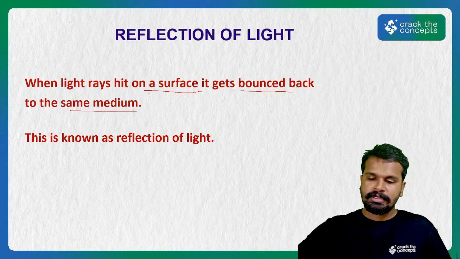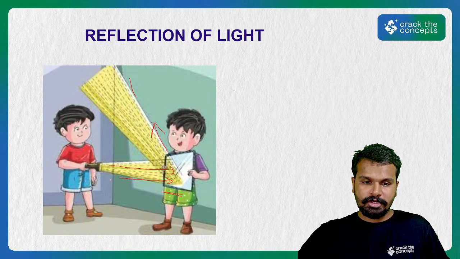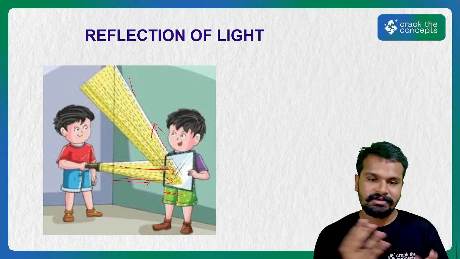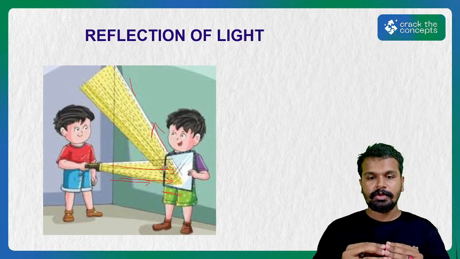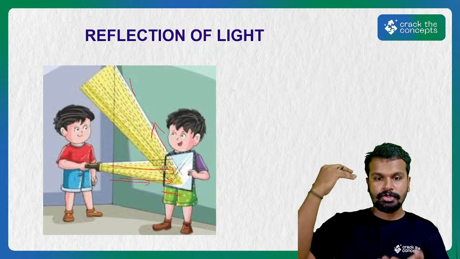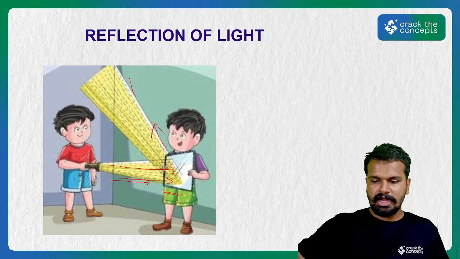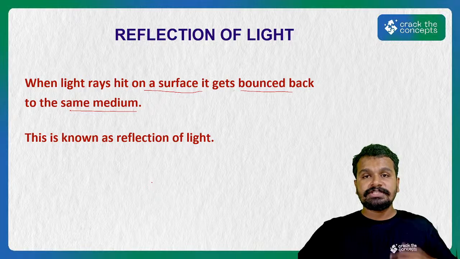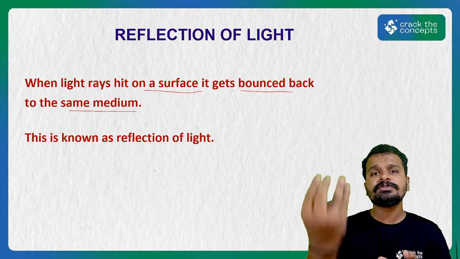Understood? When this boy switched on the torch, what happened? The light went and got incident on the glass surface. Instead of going inside the glass medium, the light rays bounced back to the same medium, and here the medium is air. So simply, it is the bouncing back of light rays when they get incident on a surface and come back to the same medium.